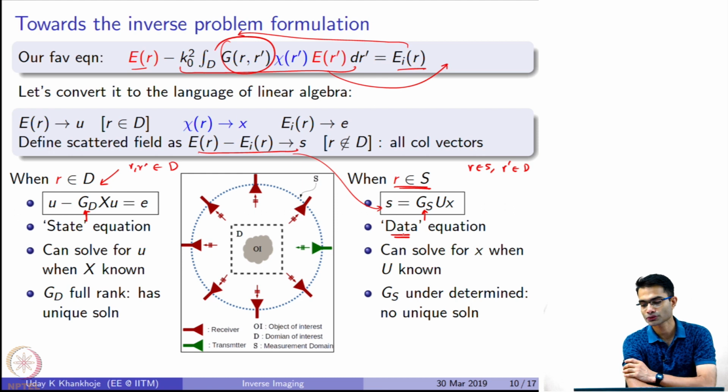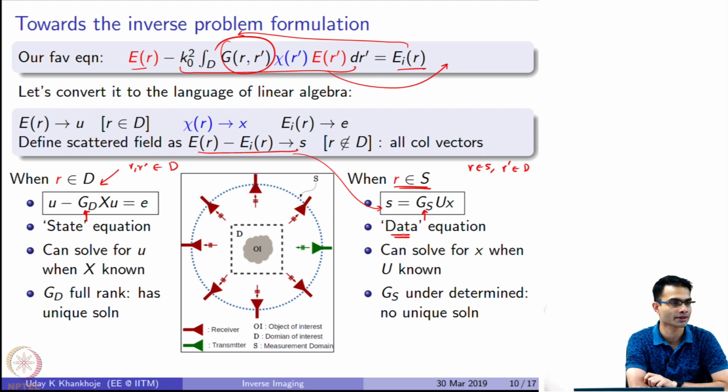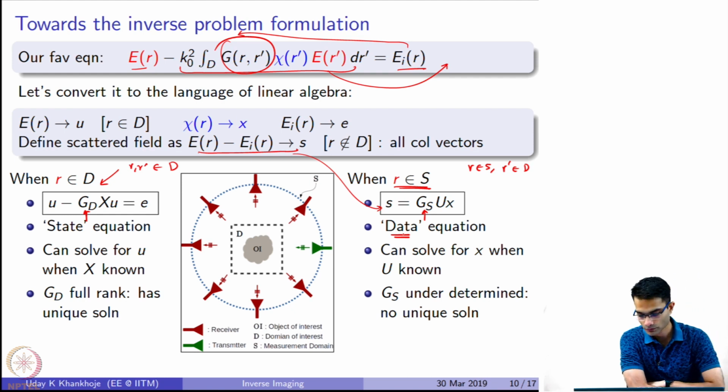So GS into U into X is a kind of prediction of what the scattered field should be if you give me U and X. Actually, I don't even know U and X, that's the problem. But if you were to give it to me, I can predict that this should be the scattered field. We will see what is the problem in that, right.